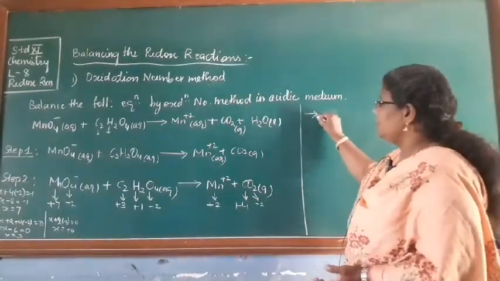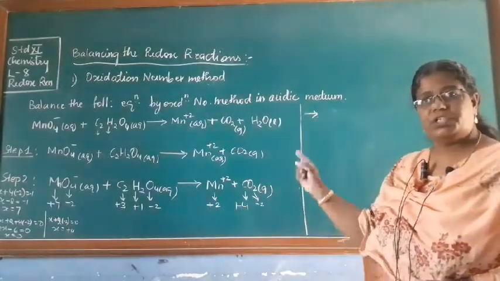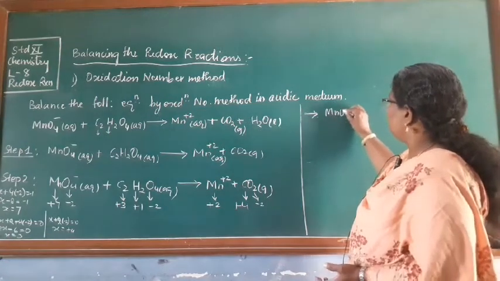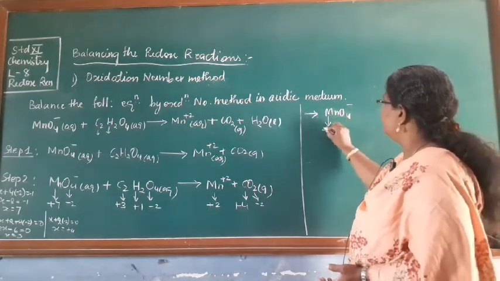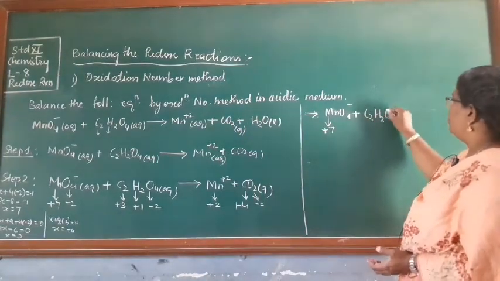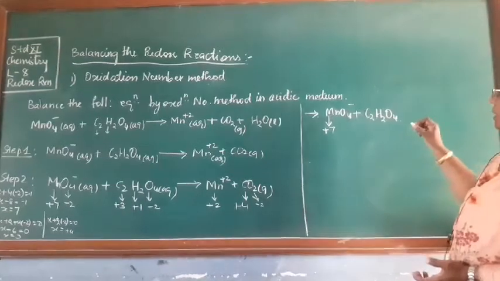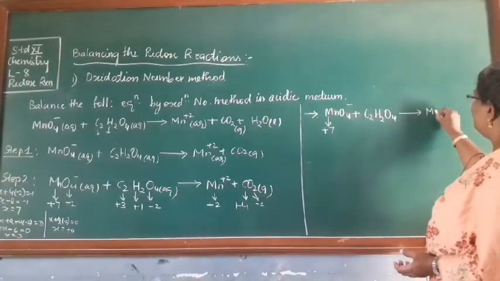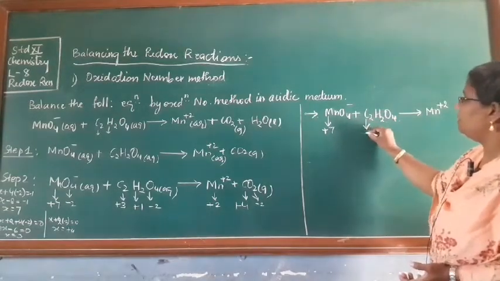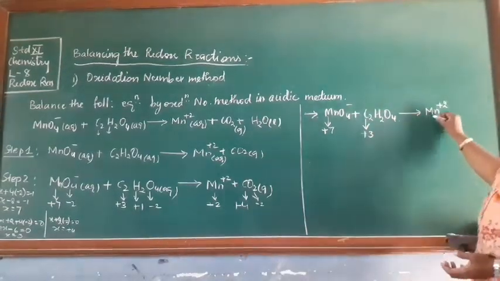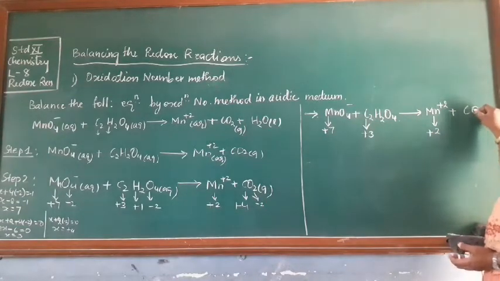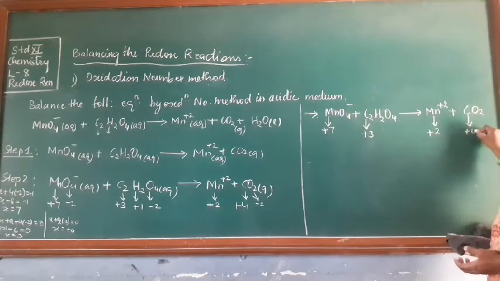So next step is to find out which is undergoing oxidation and which is undergoing reduction. So let me write it again. MnO4 minus with Mn having +7 charge plus C2H2O4. It has Mn +2. Here C2 will be having a +3 charge. Here Mn has a +2 charge plus CO2 where C has +4 charge.